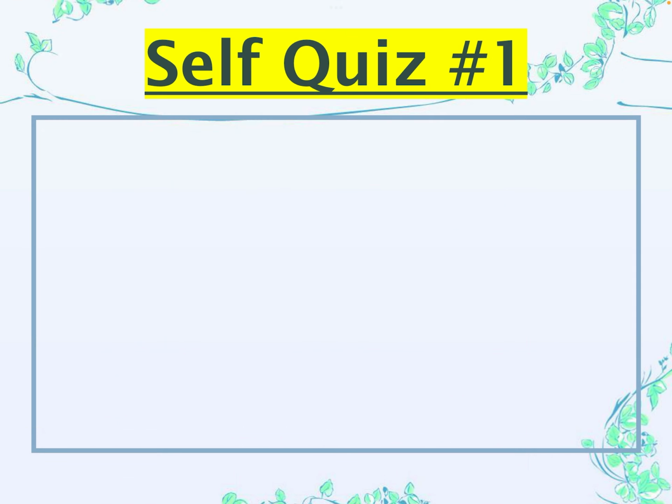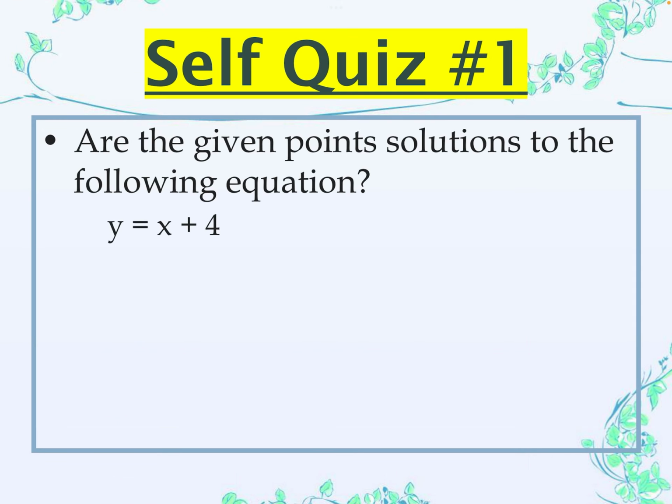So self-quiz number 1, you are determining if the following points are solutions. So using (1, 5), plug that in. Is it a solution? How about (-4, 0)?